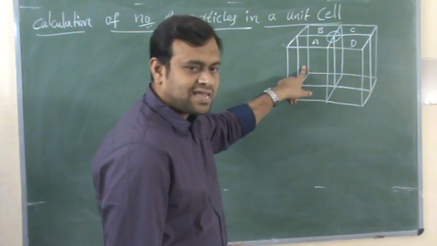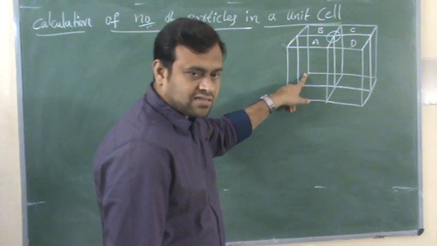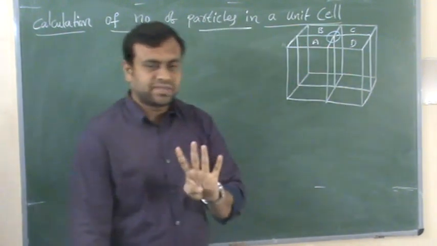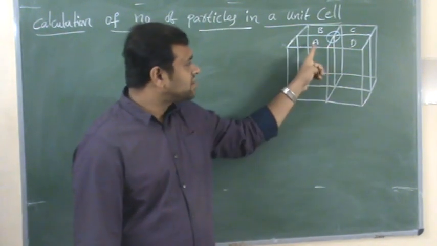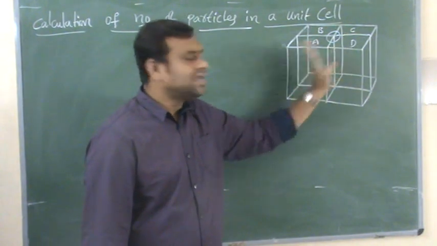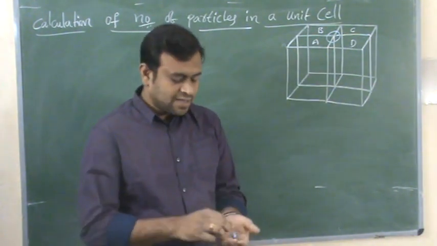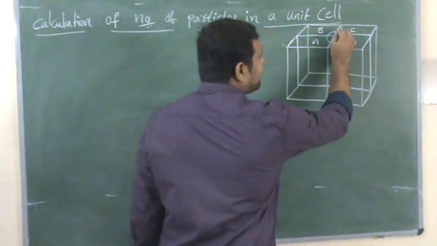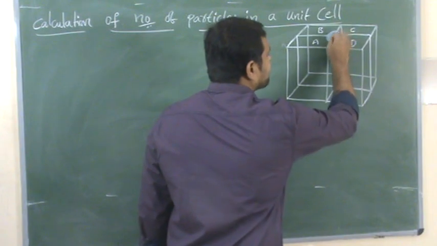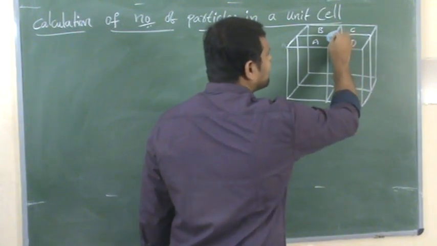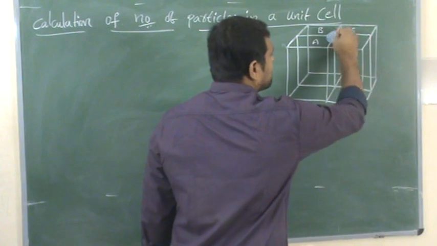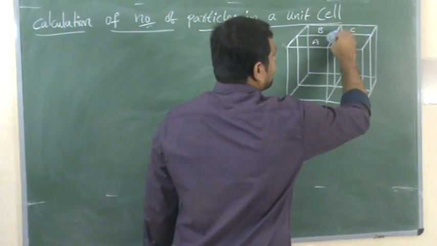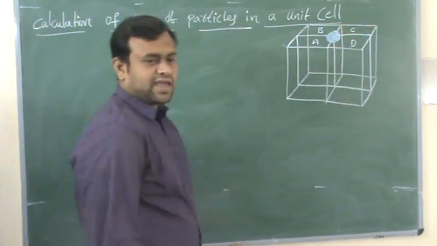In last class, you can observe the picture here clearly. I consider a space lattice or crystal lattice with 4 unit cells. How many unit cells? 4 unit cells: A, B, C, D. At first, I am considering a particle present at the corner. This blue colored one is a particle present at the corner.